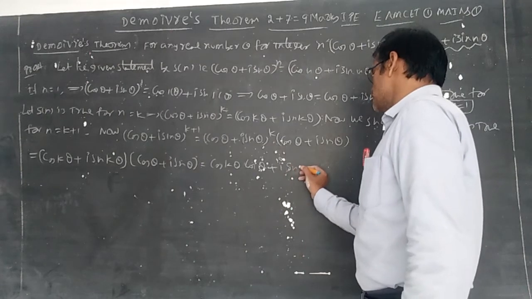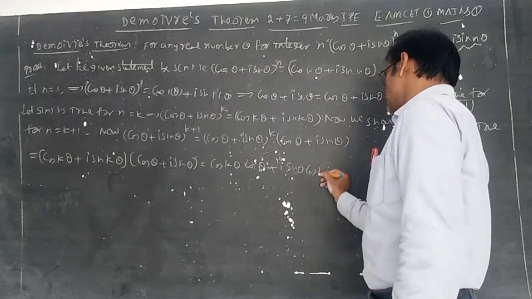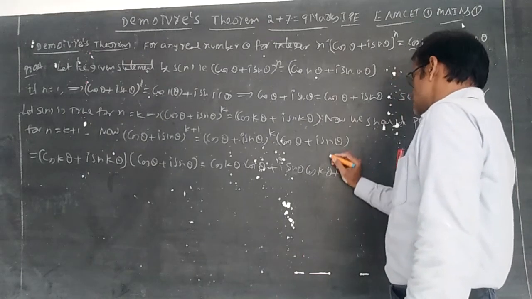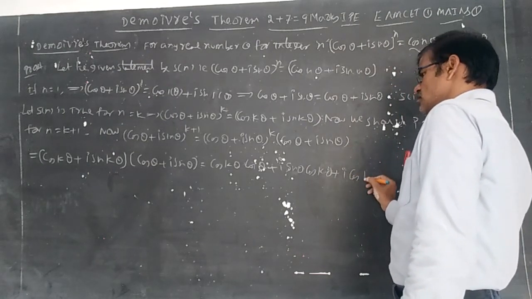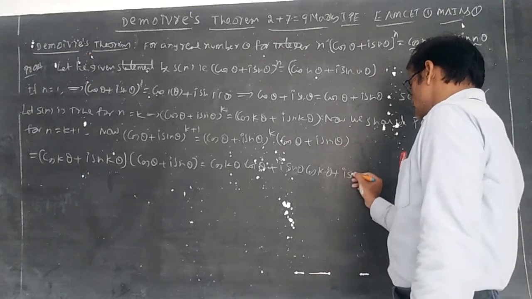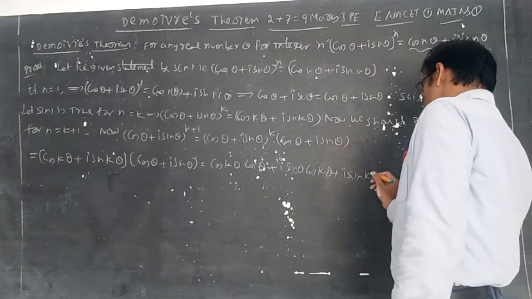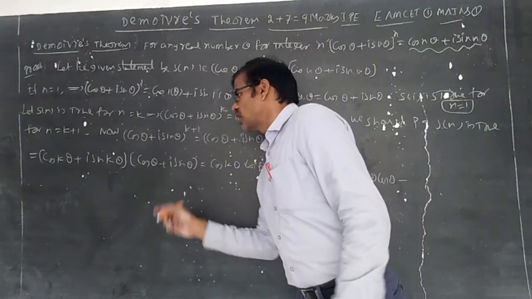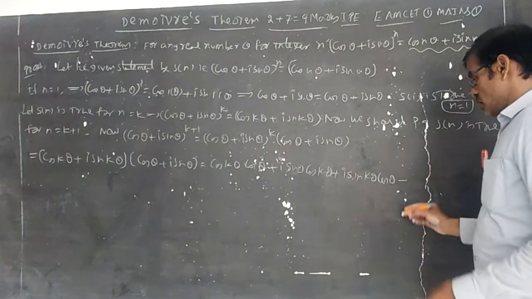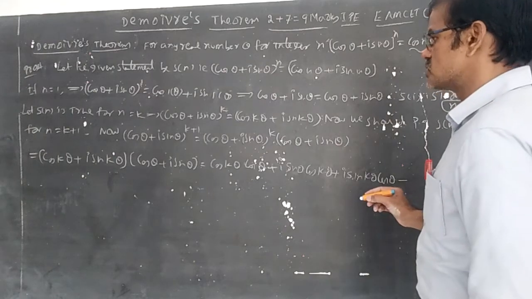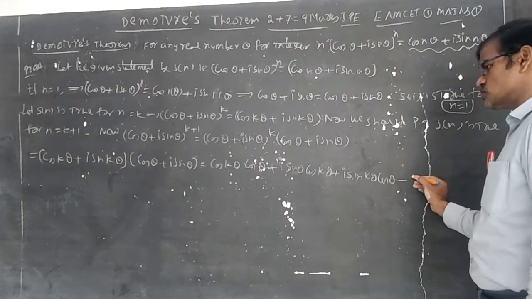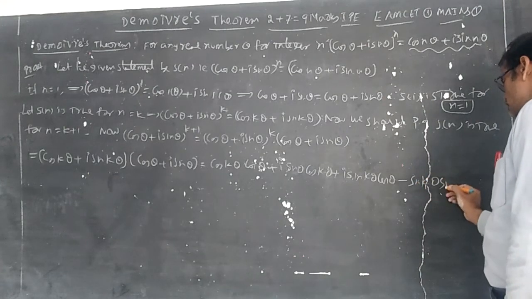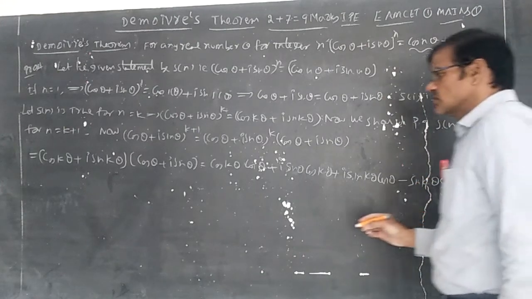cos k theta into sin theta, plus again i into sin k theta into cos theta, plus i into i, that is i square, which becomes minus 1, so minus sin k theta into sin theta.